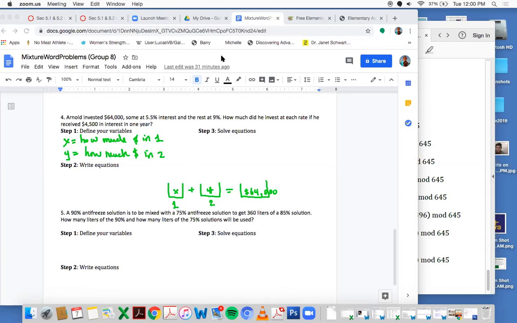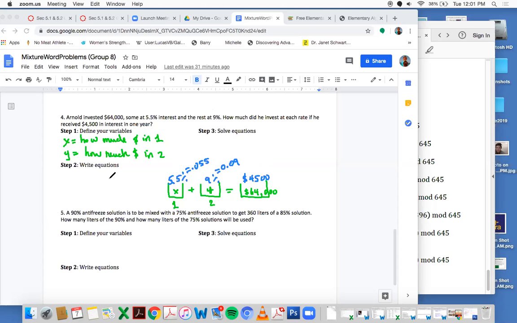Okay. All right. And what's important here is the percentage rate. So it says account 1 is at 5.5%, and account 2 is at 9%. Right? And it earns an interest of $4,500. Okay, you can't use percentages the way they are. You got to change them to decimals. So 5.5% changes to 0.055, 9% changes to 0.09.